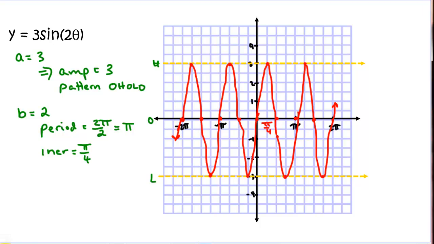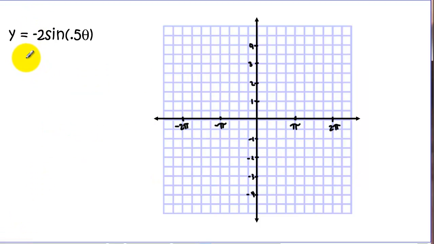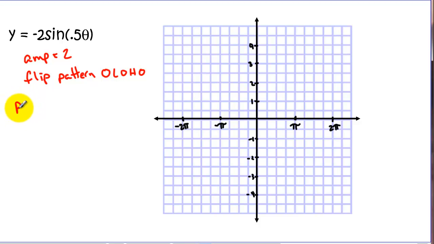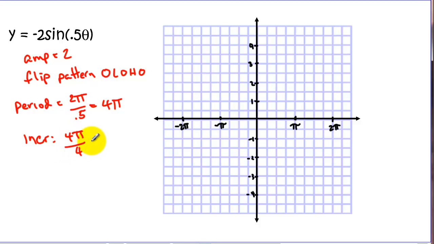Now let's look at another example. We'll try to do this one a little quicker. So here our amplitude equals 2, the absolute value of that, and since it's negative, we're going to flip our pattern. So we're going to be 0, low, 0, high, 0, and our period is going to be 2 pi over B, which is 4 pi. So this time our increment is going to be 4 pi over 4, or pi.